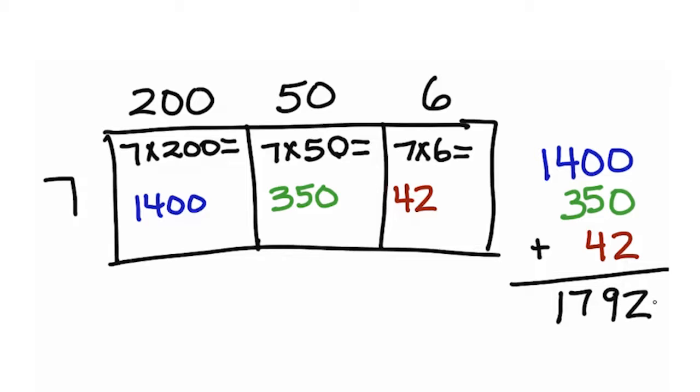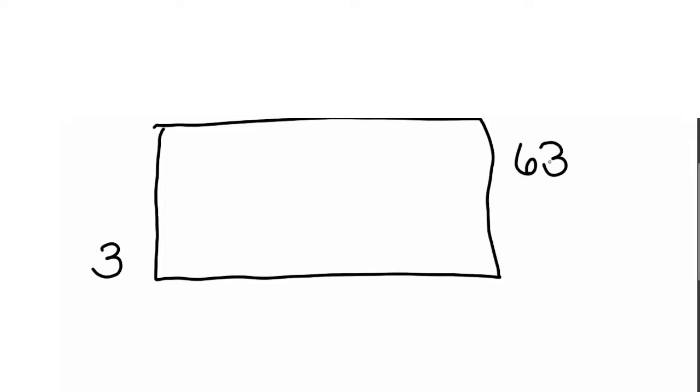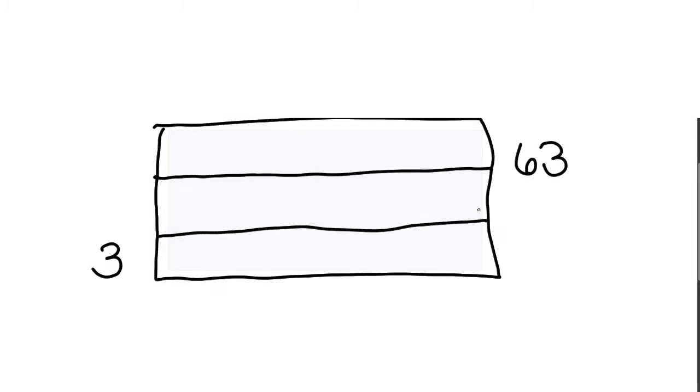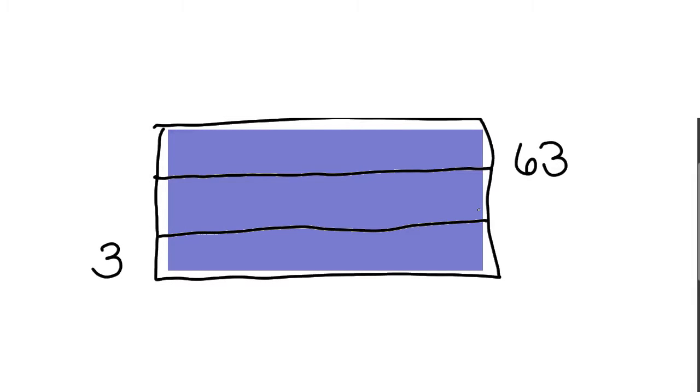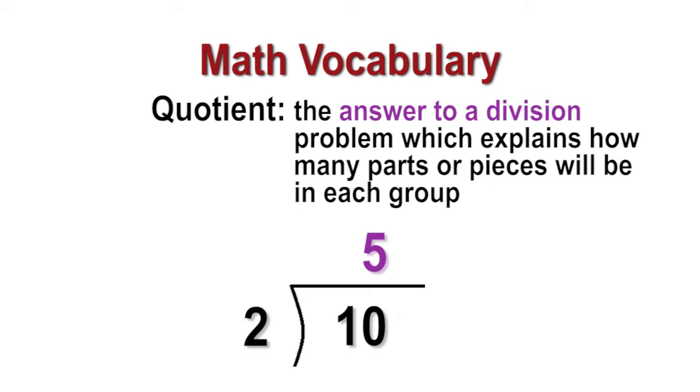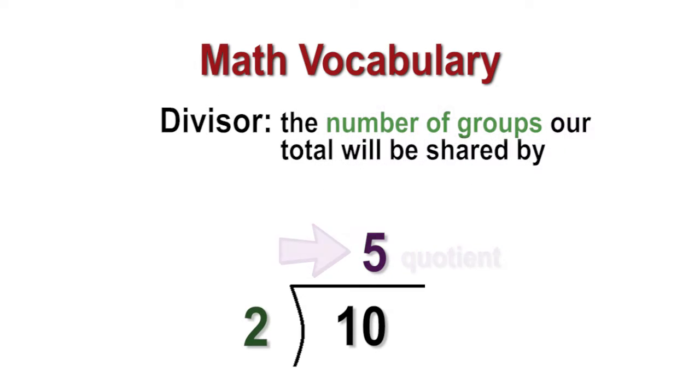The open area model helps students find partial products that they add together to find the complete product in a multiplication problem. For division, we will use the open area model to find partial quotients. We call it an open area model since we will divide to find out how to fill in the sections on this open area. Fourth graders should know that a quotient is the answer to a division problem, which explains how many parts or pieces will be in each group.